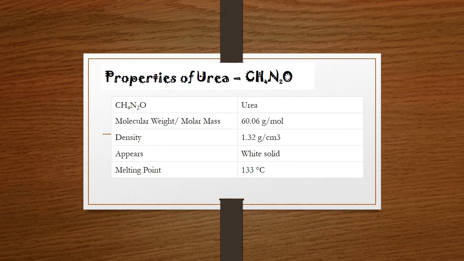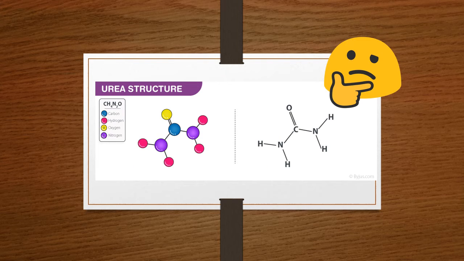What are the general properties of urea? CH4N2O is the condensed formula of urea. The molecular weight of urea is 60.06 gram per mole. Density is 1.32 gram per centimeter cube. It appears as a white solid or sometimes colorless. The melting point is 133 degrees centigrade.